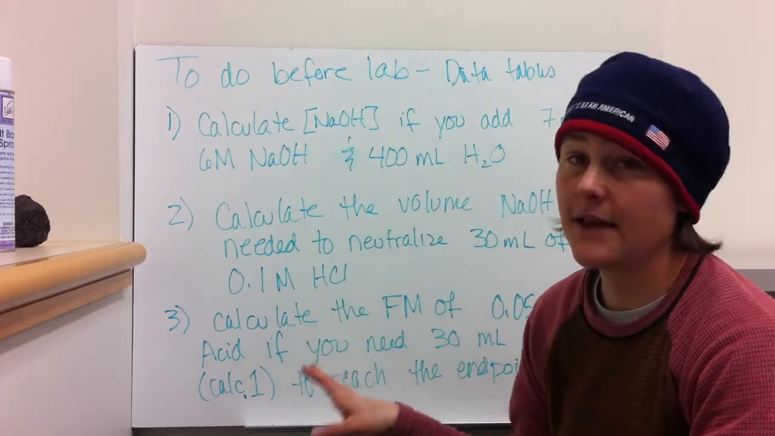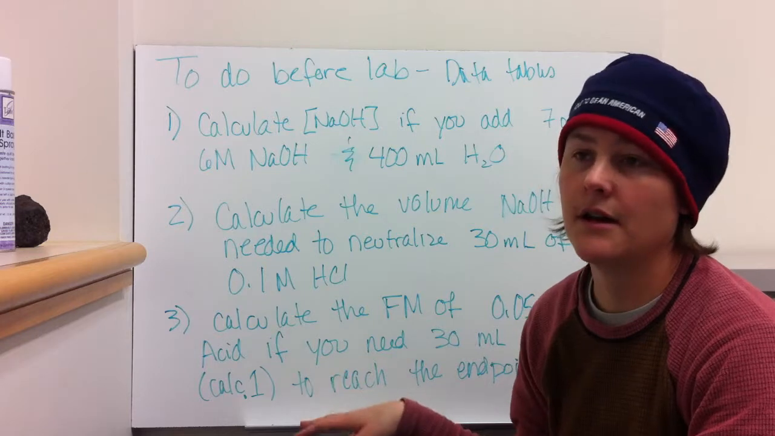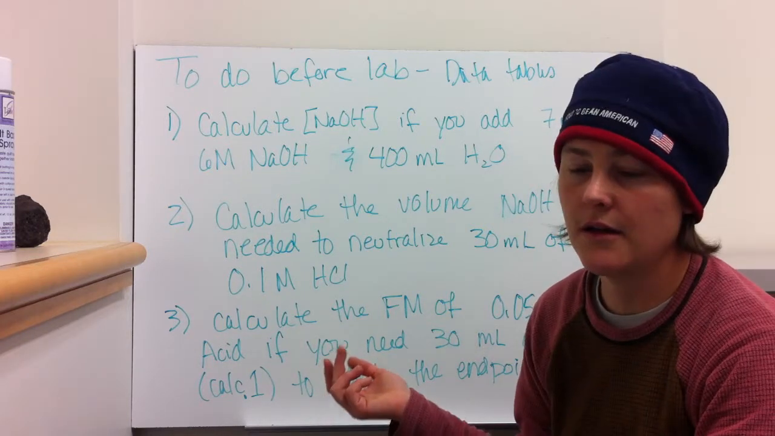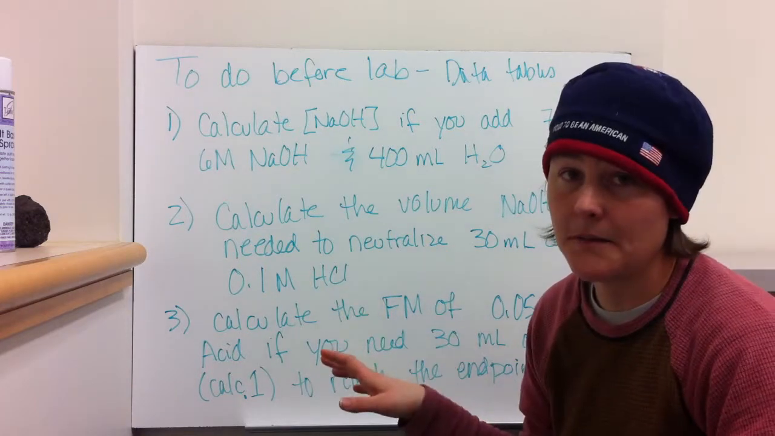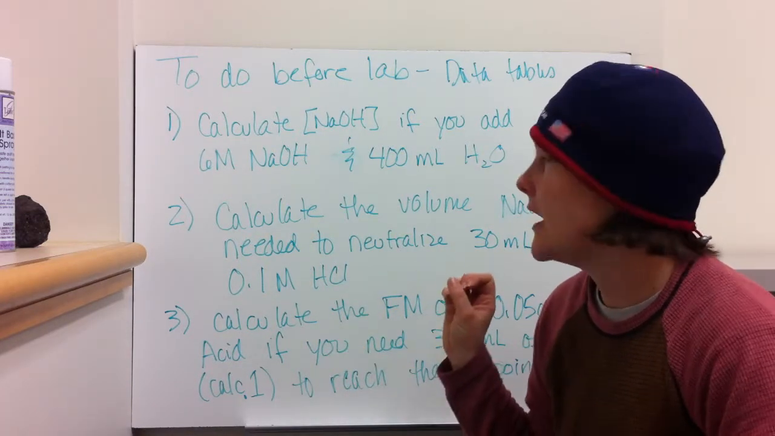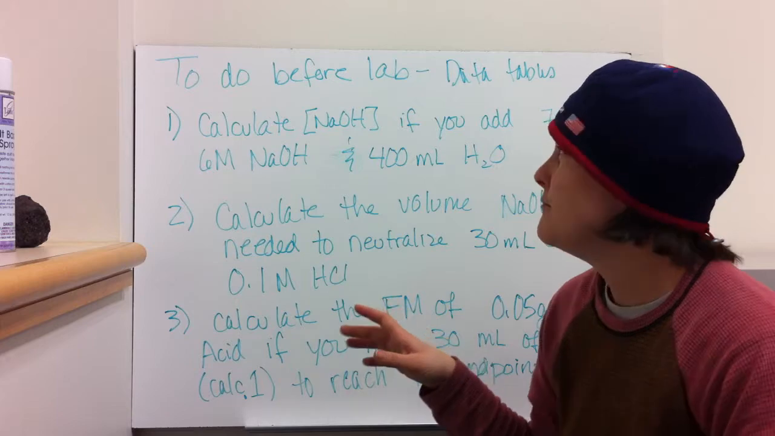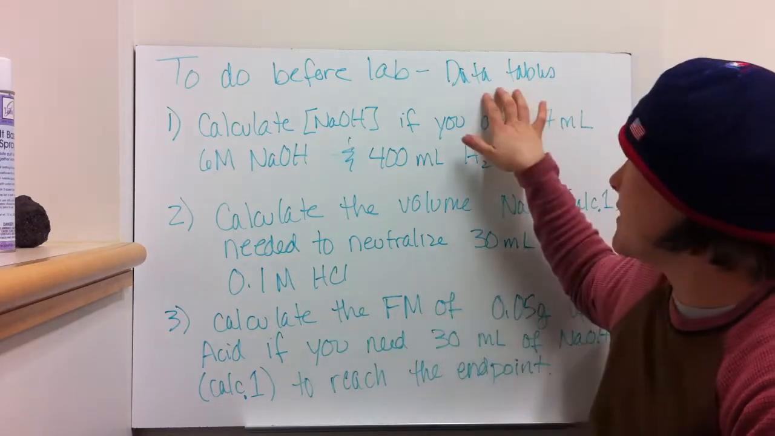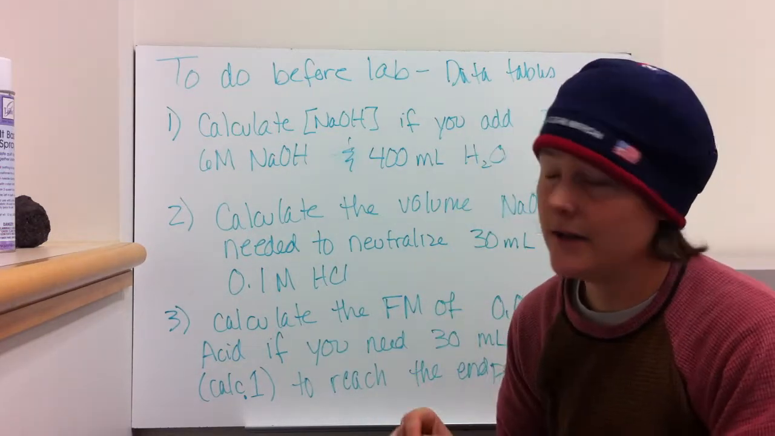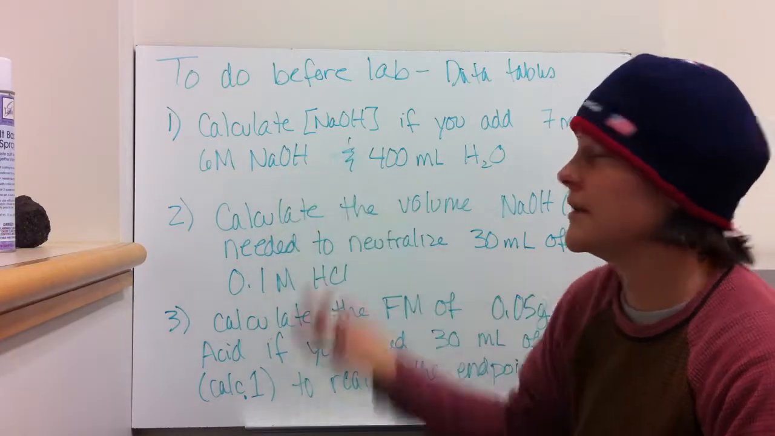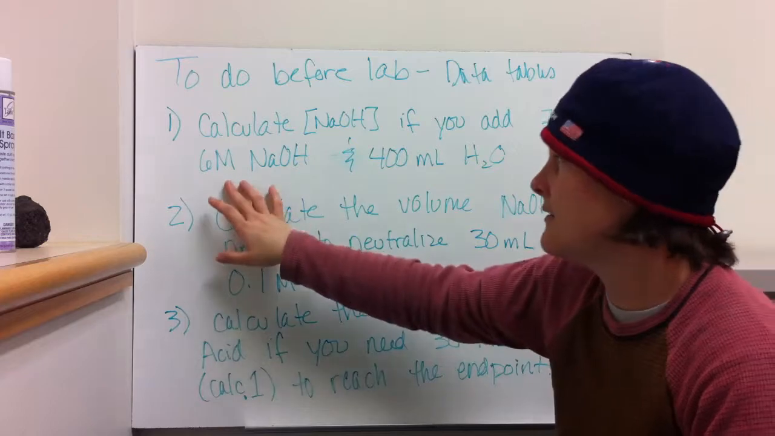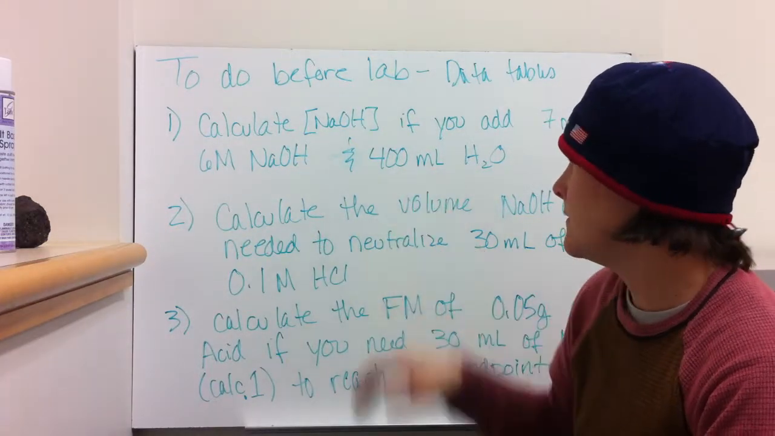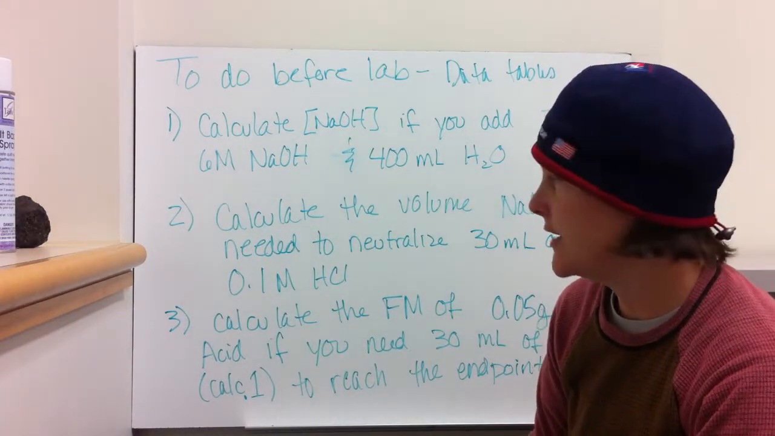So, because it's most effective for you to do your calculations in lab, I want you to practice them outside of lab, and we can maybe go over them in class. But before lab, in addition to making your data tables, you need to do some calculations. So the first thing I want you to calculate is the concentration of NaOH. If you add 7 milliliters of 6 molar NaOH to 400 milliliters of solution.